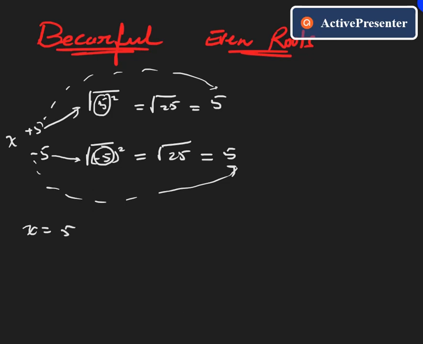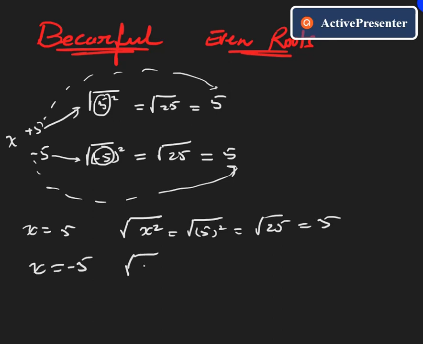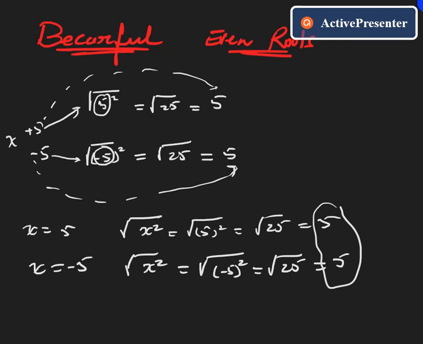That is, when x equals 5, the square root of x square equals the square root of 5 square equals the square root of 25 equals 5. And if x equals minus 5, the square root of x square equals the square root of minus 5 square equals the square root of 25 equals also 5. We have the same answer.